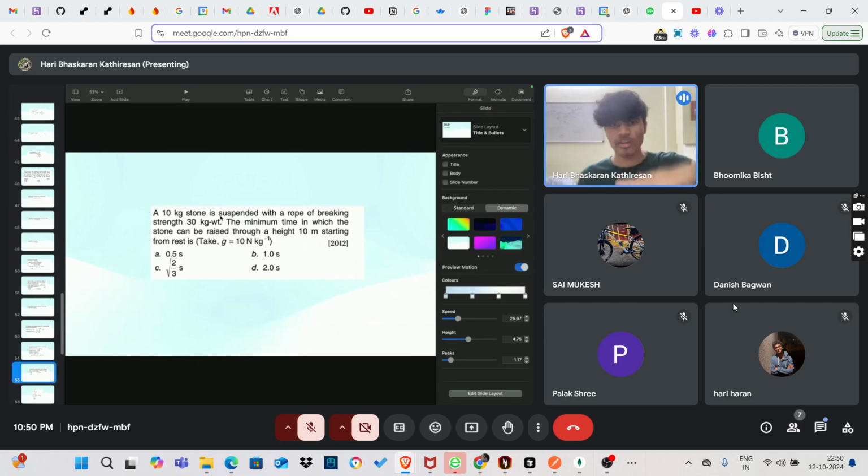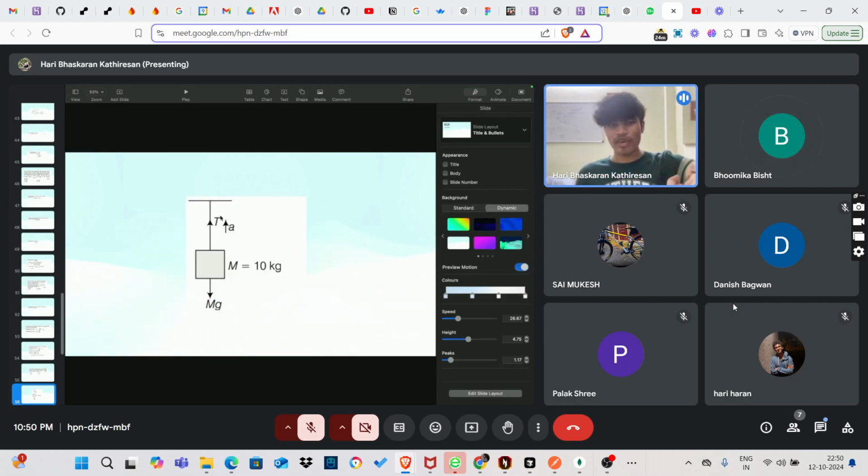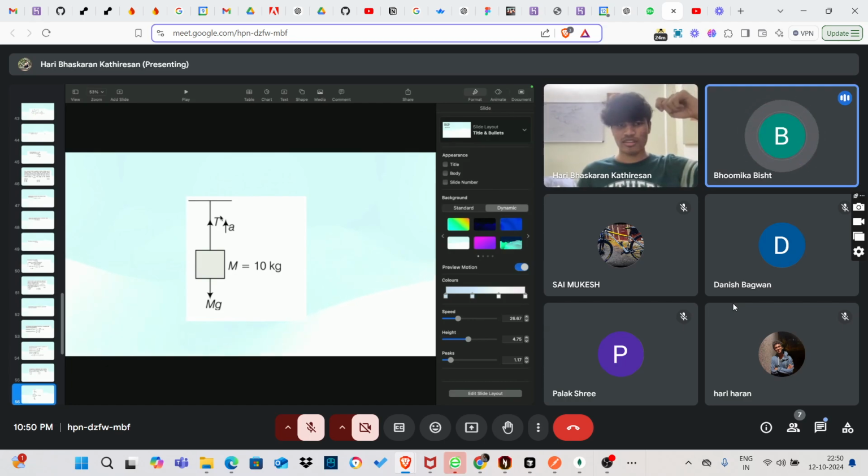Yeah, the minimum time in which the stone can be raised. So the stone is raised in the rope. There's some acceleration we're giving upwards, right? I think you have the equation already. What was the equation when it goes upwards? T minus mg is equal to 10a.